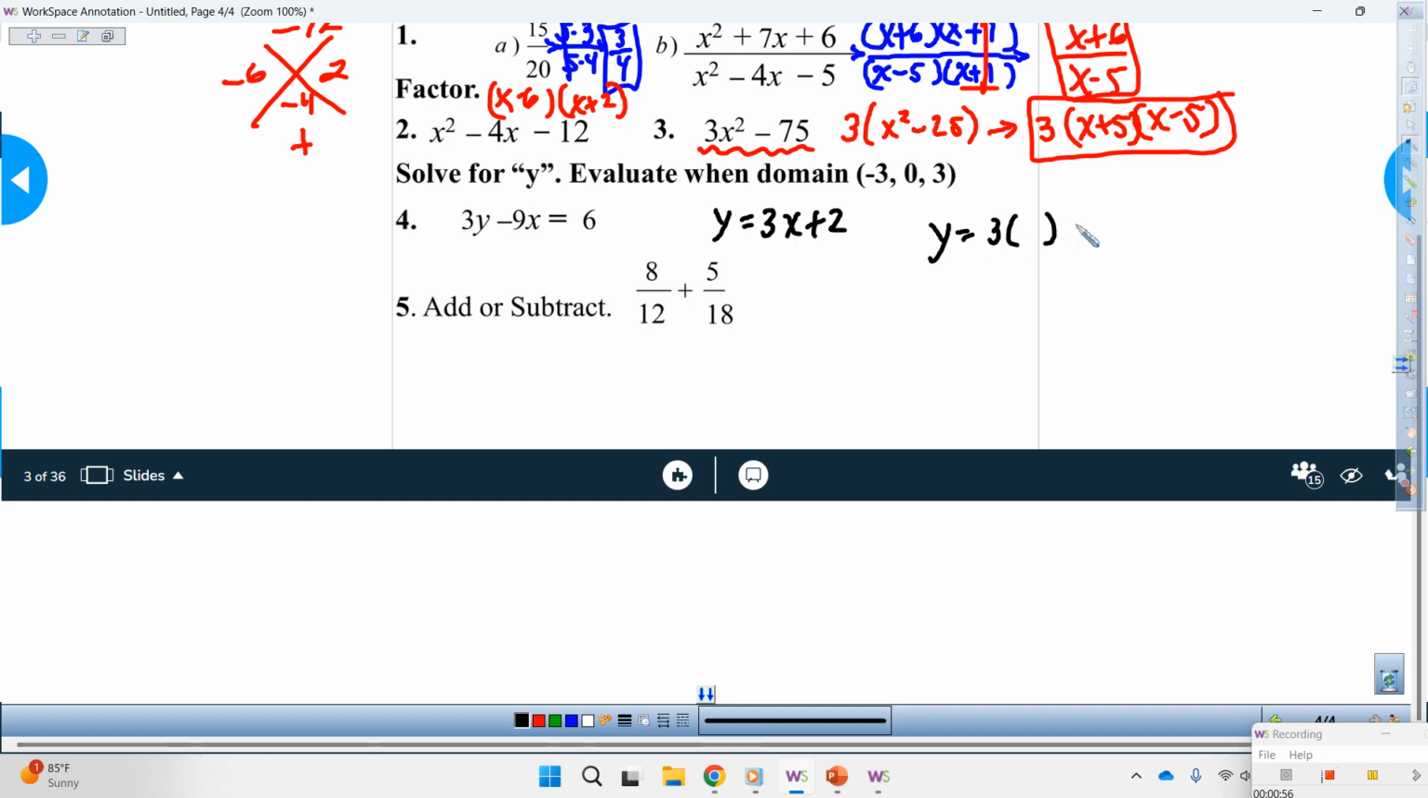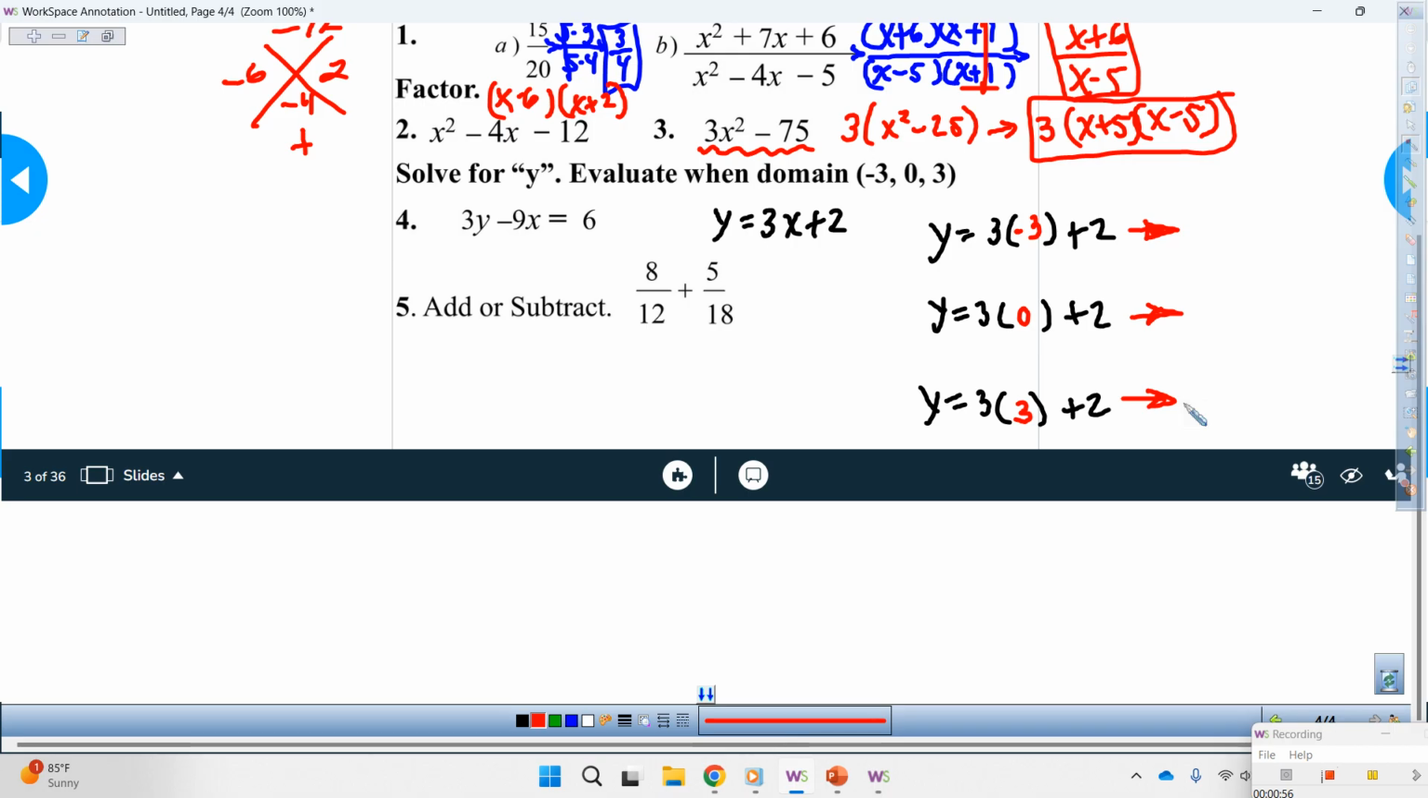So y equals 3 times blank plus 2. Our domain, or our x values, are -3, 0, and 3. So what you get for the first one, share with your neighbor, and then Gio's going to pass on one. And then the second, and then the third. What value did you get for y? All right, good. Pass someone, Gio.